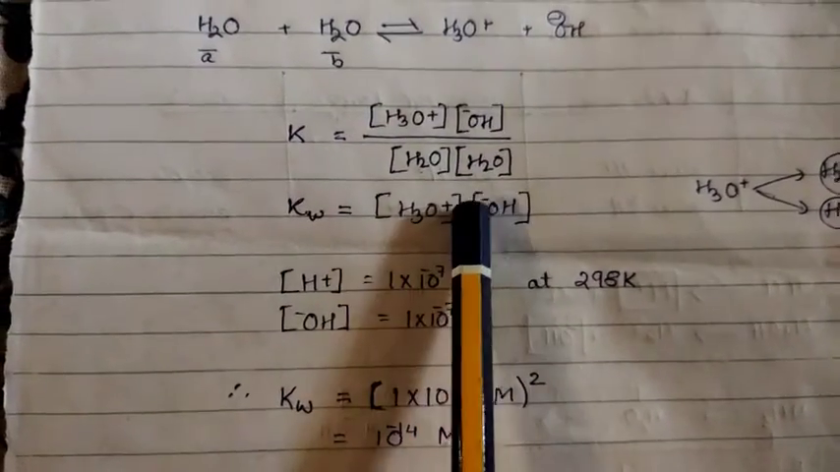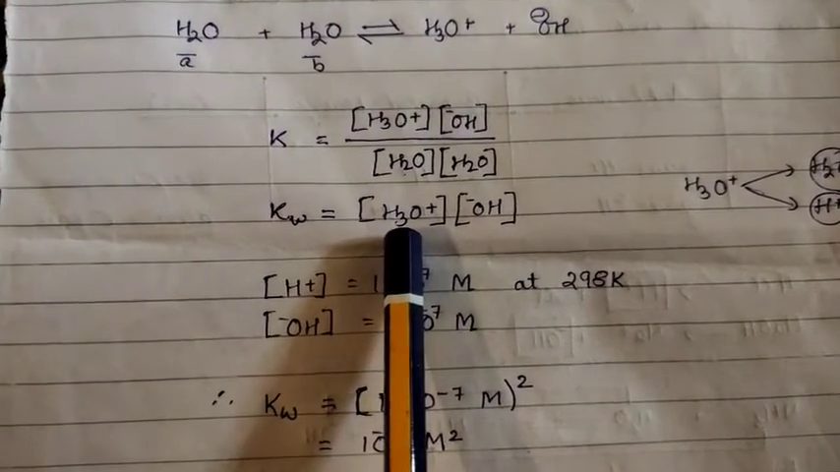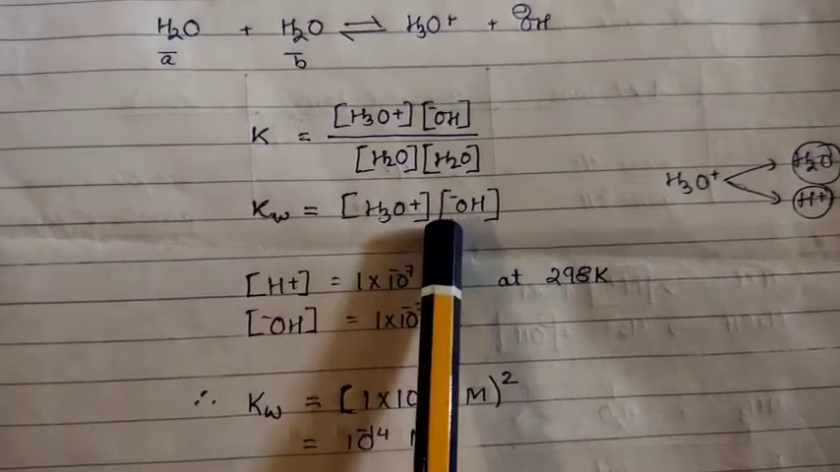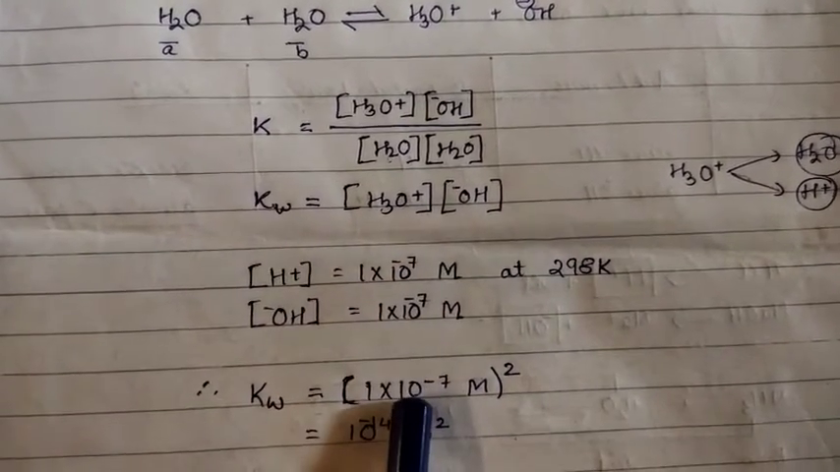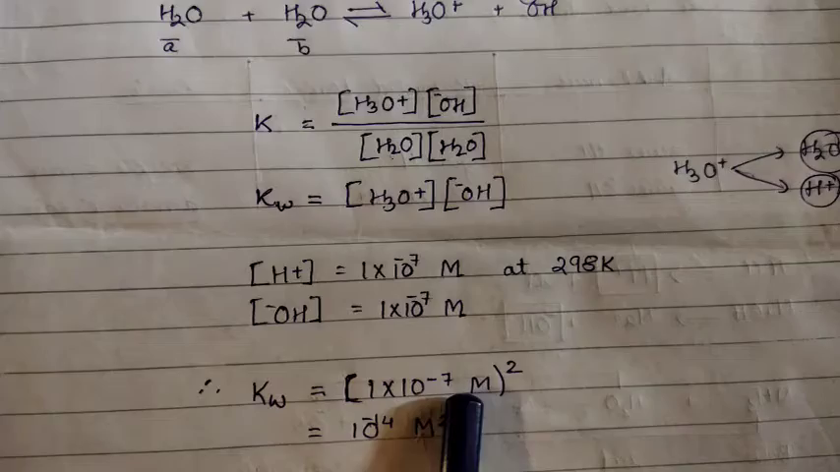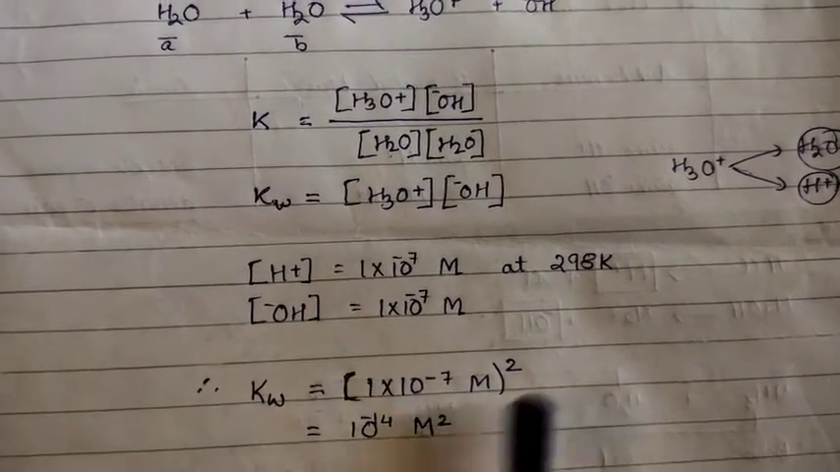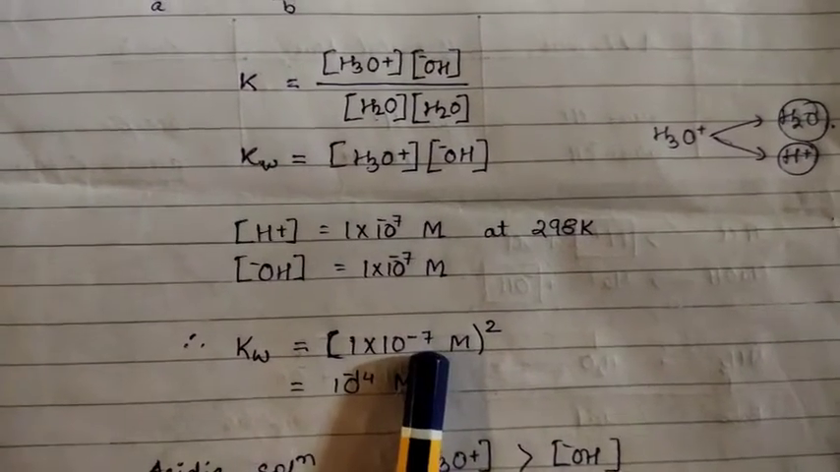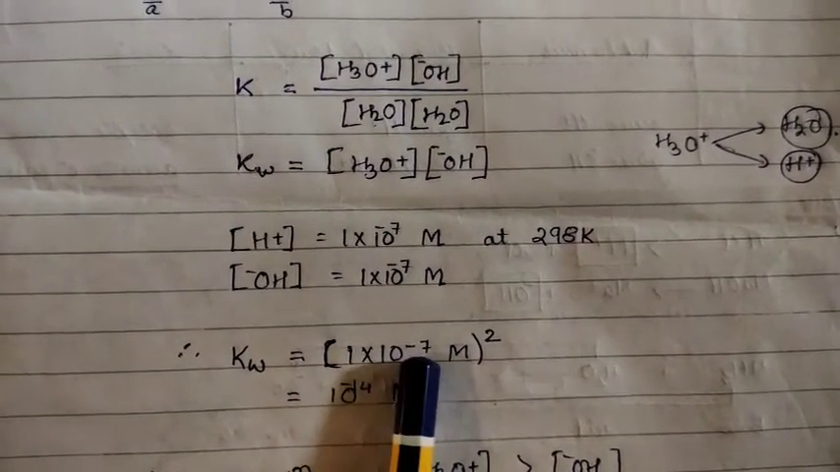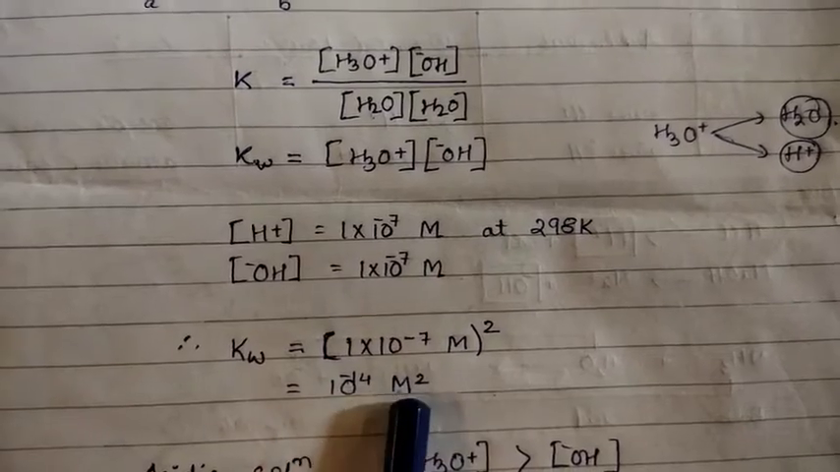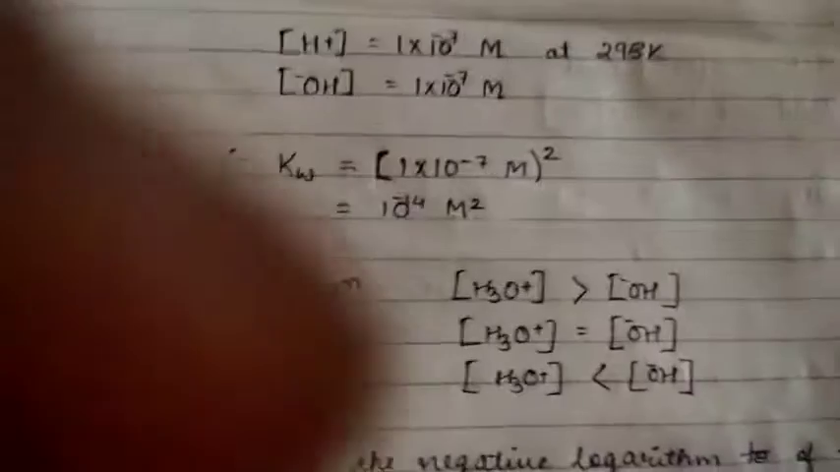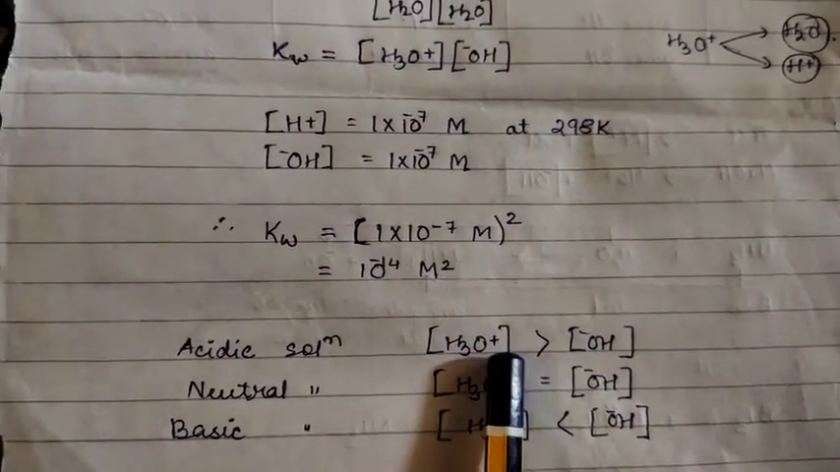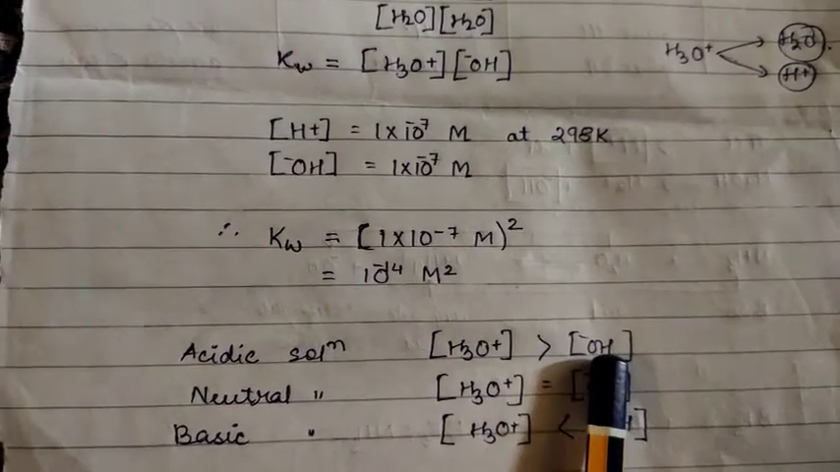Now putting the values here, you get Kw equal to the concentration of hydrogen ion, as we have already said, and the concentration of hydroxyl ion. So it will be 1 into 10 to the power minus 7 into 1 into 10 to the power minus 7, which means 1 into 10 to the power minus 7 molar whole square. Using the exponent rule, you get 7 into 2, so 10 to the power minus 14 molar square. Clear?